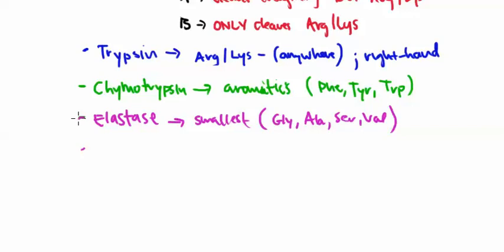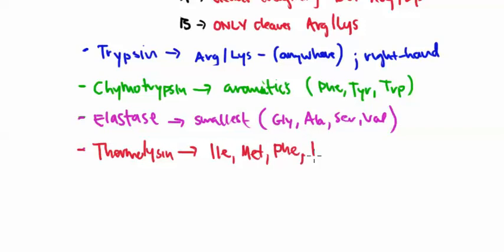Okay, finally we have a fourth one, and this fourth one is going to be called thermolysin. And thermolysin will take a look at specific amino acids. What are these amino acids? Well, it's isoleucine, methionine, phenylalanine, tryptophan, tyrosine, and valine. And thermolysin will again cleave on the right-hand side of any of those amino acids that are listed there for the list.